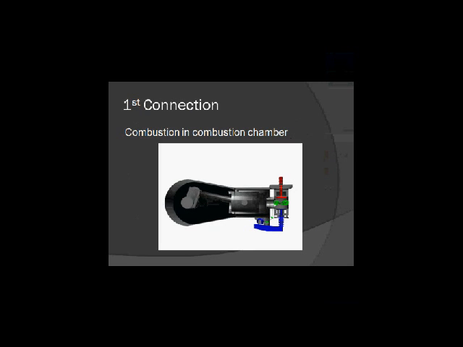First connection, combustion and the combustion chamber. The picture located over here is the combustion chamber. As you can see, the red and the blue are where the fuel and air are going in. The piston here is where the fuel-air mixture explodes, releasing combustion energy. The combustion energy then pushes the shaft out, turning the wheel over here to start the engine and make the car move.